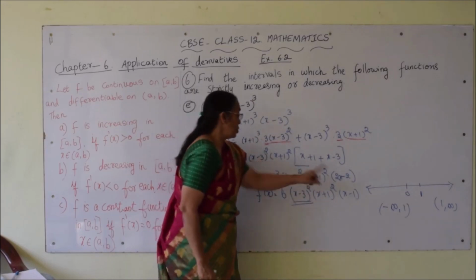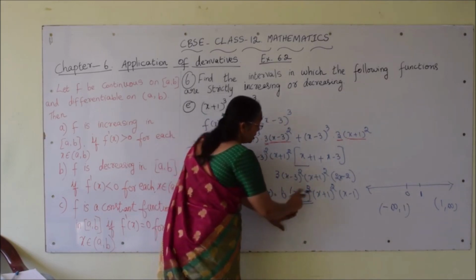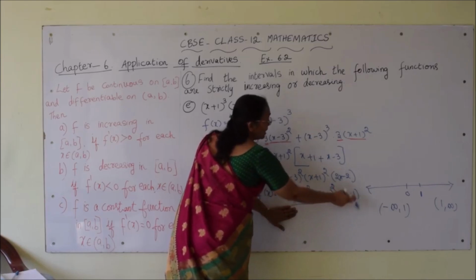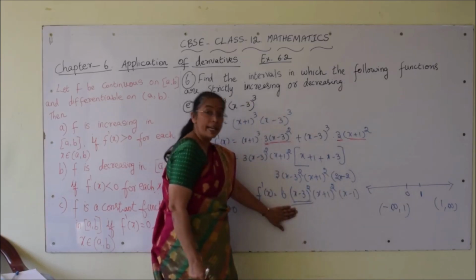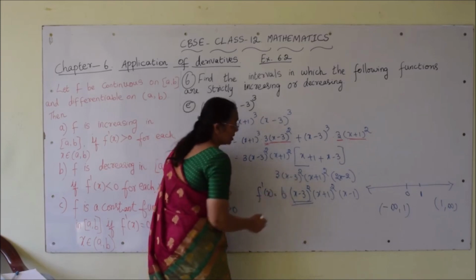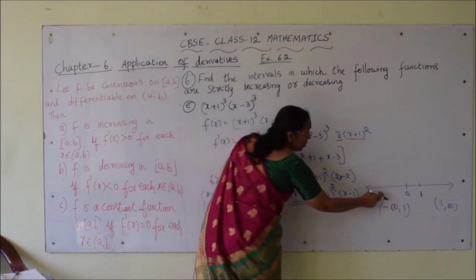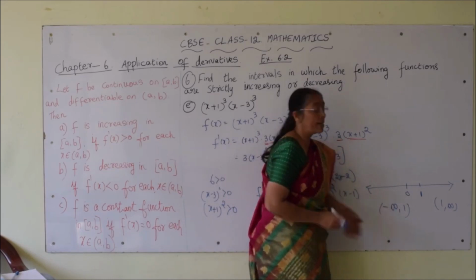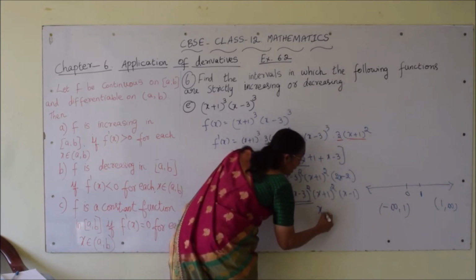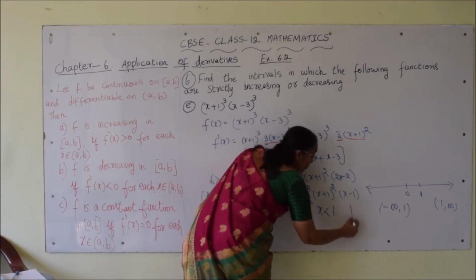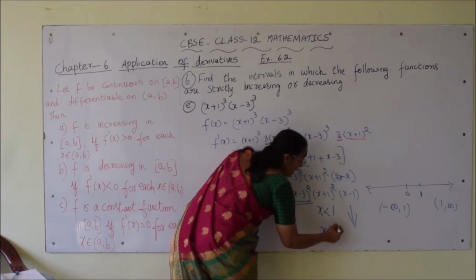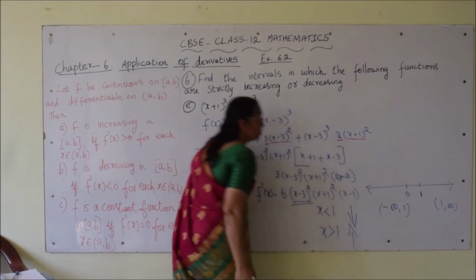So when we substitute 0 in this one, we can see this is positive, here 6 is also positive, 0 minus 1 is minus 1, so it is negative. So f dash of x is less than 0 for the interval minus infinity comma 1. So for all the values of x less than 1, the function is decreasing, and for all the values of x greater than 1, the function is increasing.